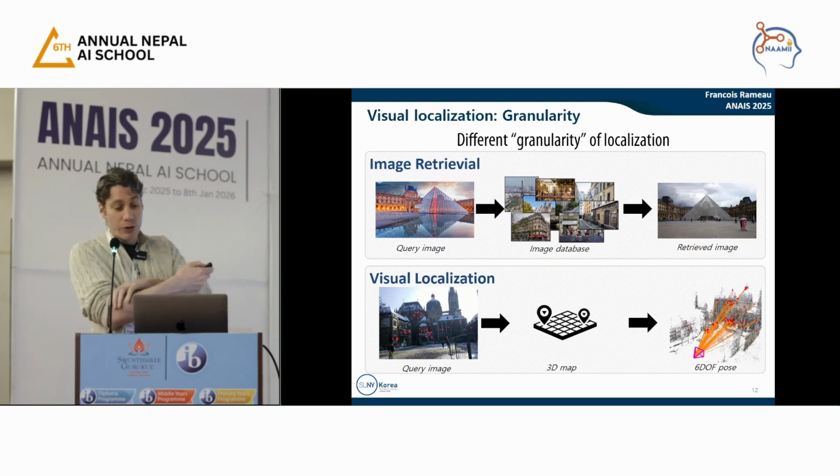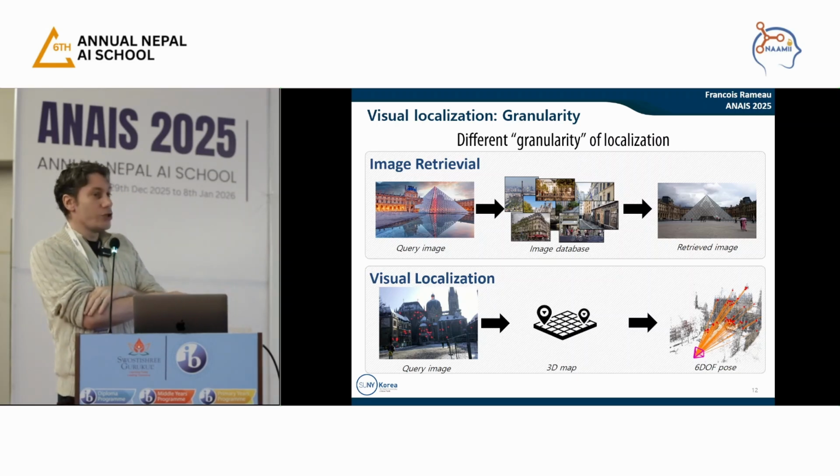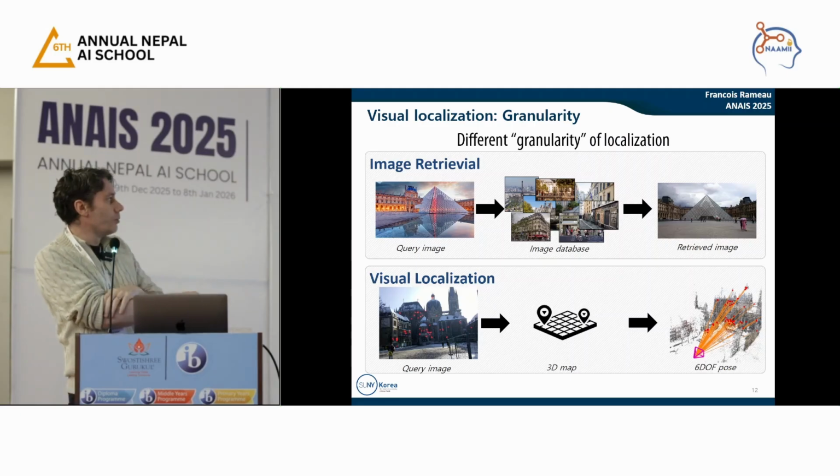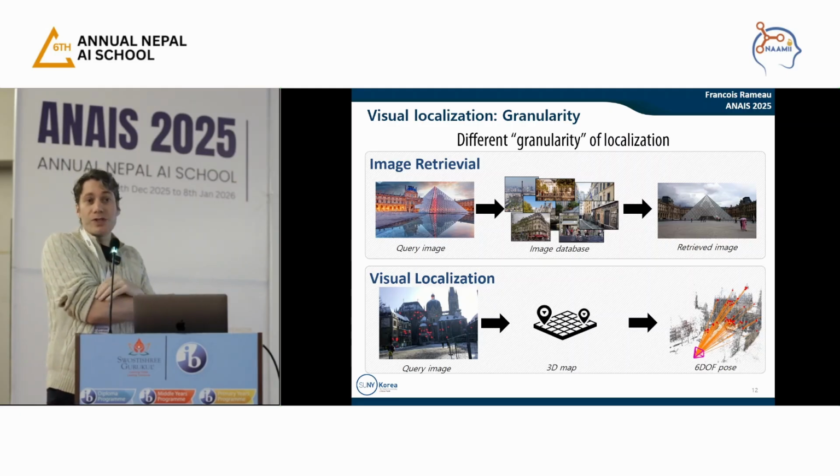So if you're lucky and all the images in your database are geolocalized, you can say, yeah, I'm in Paris here, I'm in front of the Louvre. Something like this. But of course, it's not very accurate.